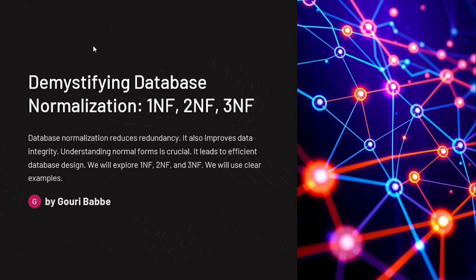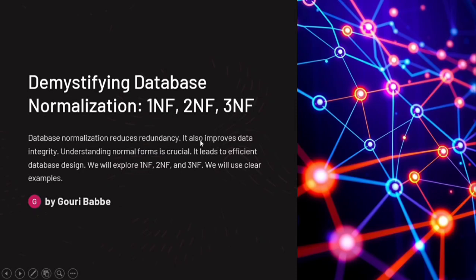So now we'll see what normalization is: 1NF, 2NF, and 3NF. Database normalization reduces redundancy and also improves data integrity. Understanding normal forms is crucial and it leads to efficient database designs. And what happens in 1NF, 2NF, and 3NF?